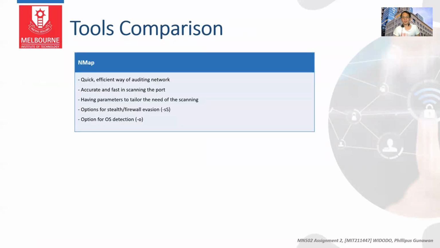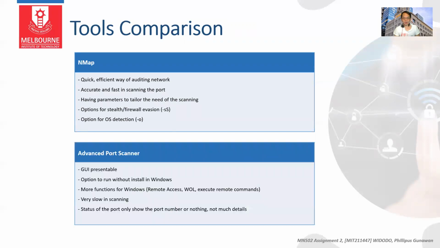So the tool comparison that we use for the Nmap is basically quick and efficient auditing of the network, giving accurate and fast scanning on the port, having parameters to tailor the needs of the scanning. The other option that is famous for penetration testing is -sS like this. It's basically a stealth scan, so that when we do a port scanning, we will hide the identity of the sender, so it will not actually be identified as an attack. And as you can see before, it's -O for the OS detection.